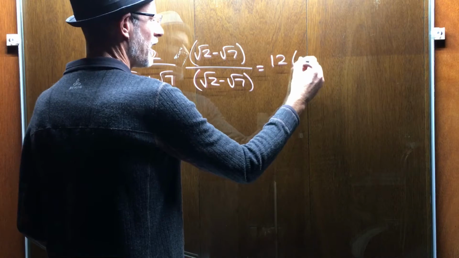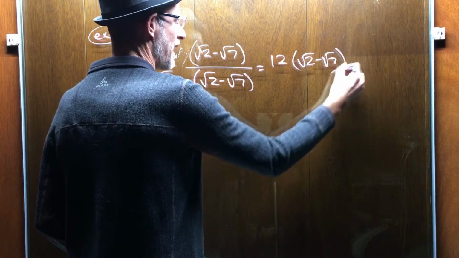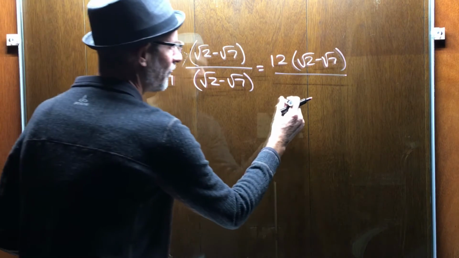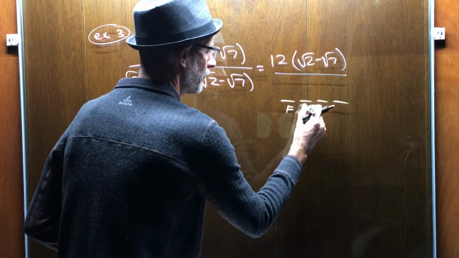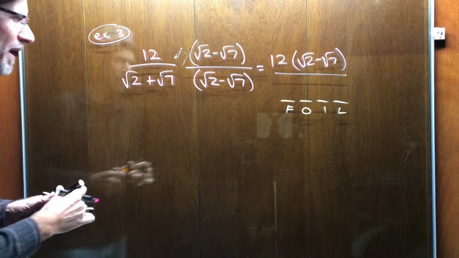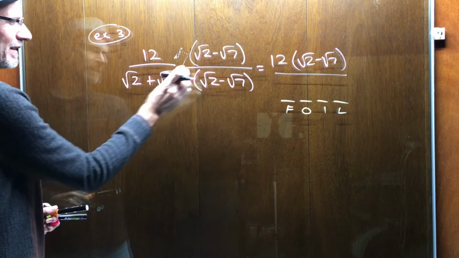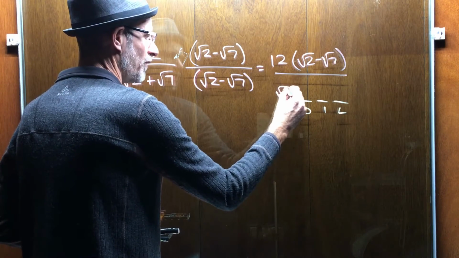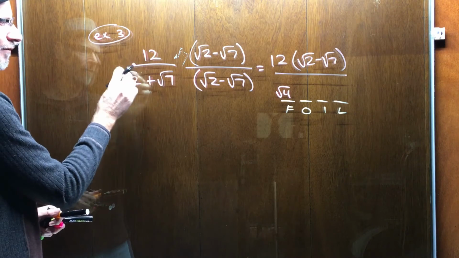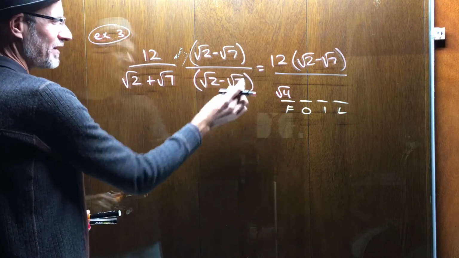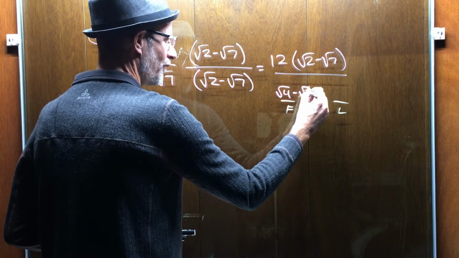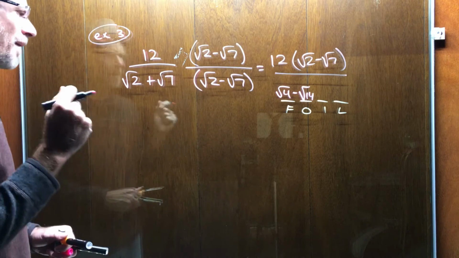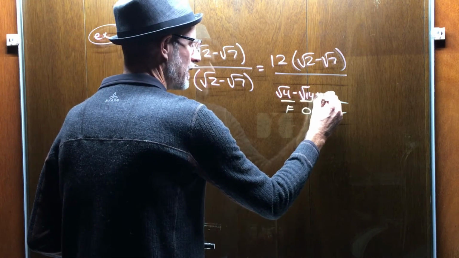So I have 12 times the quantity root 2 minus root 7. And then in the denominator, just like in the other problems, we're going to FOIL. And when I multiply my first, I have a radicand times itself. So that's going to give me a perfect square. So that's going to be the square root of 4. For my outers, I have root 2 times negative root 7, which is negative root 14. And for my inners, I have positive root 7 times positive root 2, which is positive root 14.